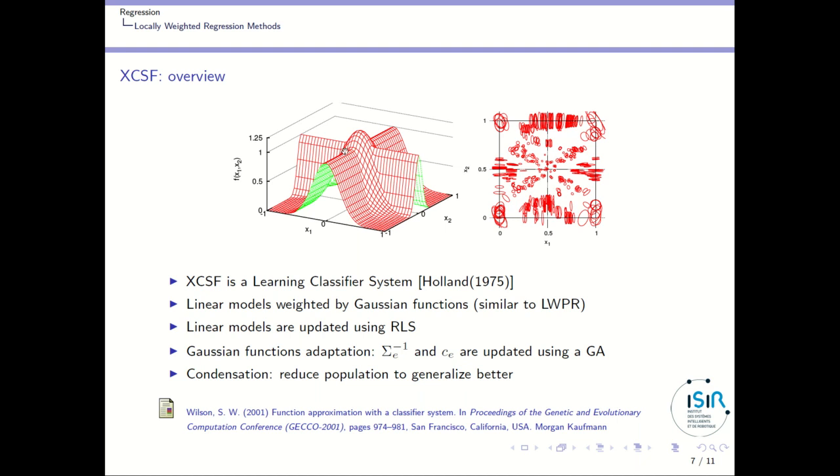Okay. So in particular, there is a condensation mechanism that allows you to reduce the population of receptive fields so that you get a better generalization. You are able to approximate your function with fewer receptive fields, so you generalize better. Okay.